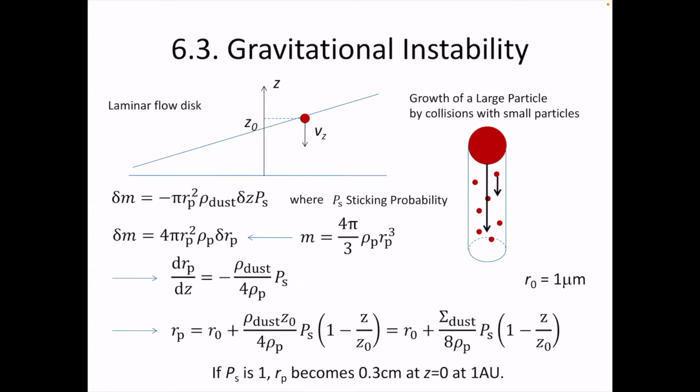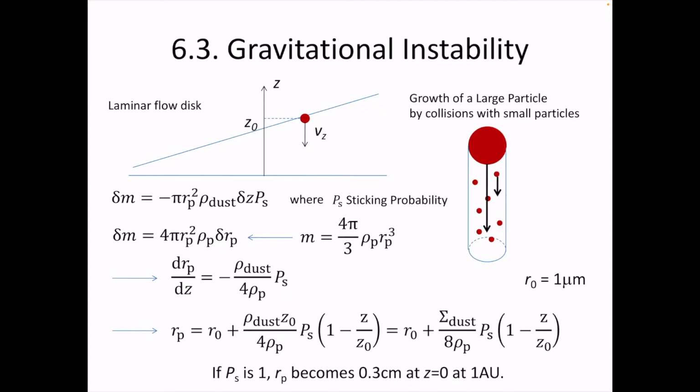Hello everyone. In this section, we are going to study the gravitational instability. Before explaining the gravitational instabilities, at first we will find the growth of a solid particle while it falls toward a mid-plane of a disk. So we consider the red particle is falling toward the mid-plane from z equals z sub 0. z sub 0 is the initial height of the solid particles.